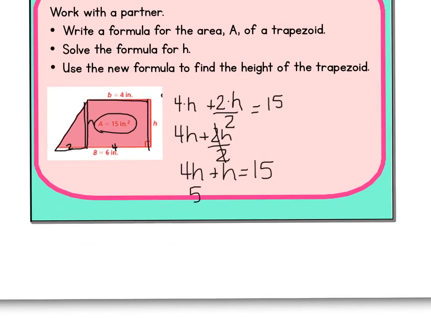That gives us 5h's equaling 15. We have to divide both sides by 5 in order to get the h by itself, and h equals 3 inches.